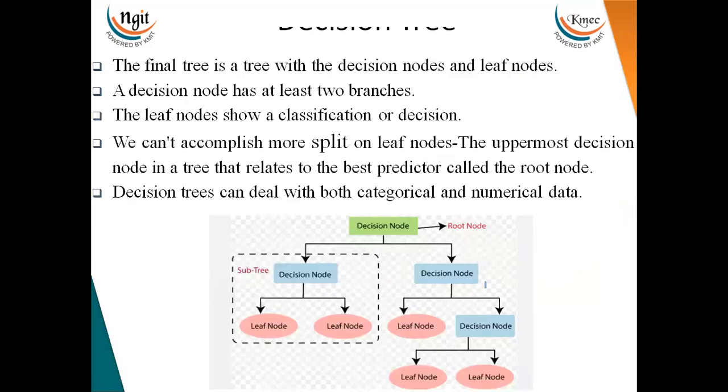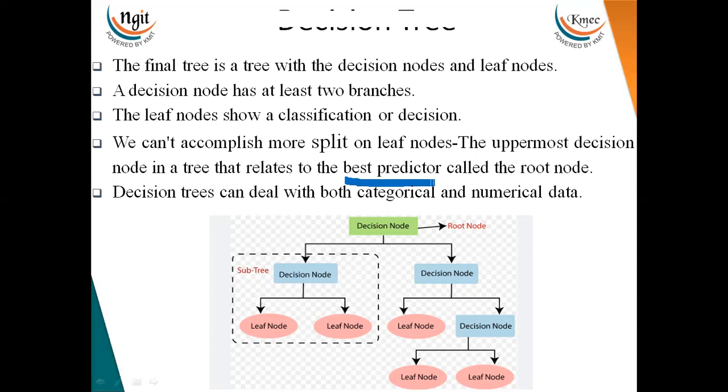Now, from the diagram, it is clear that the root node is one of the decision nodes, and from the root node you have two possible choices. Then you will get your left subtree and right subtree, and again in these internal nodes some decision will be taken, and finally you will reach the leaf node, which is known as the best predictor.